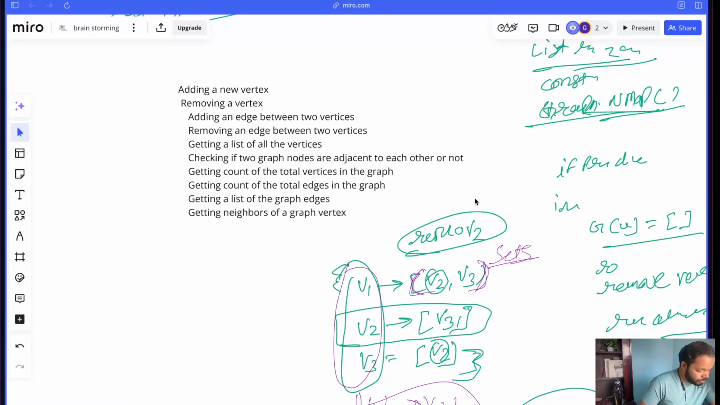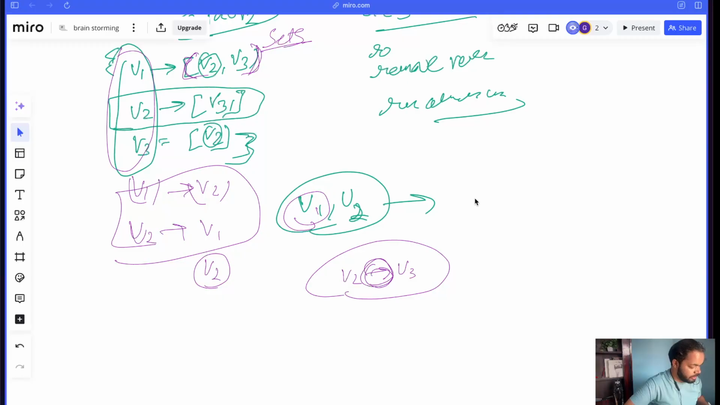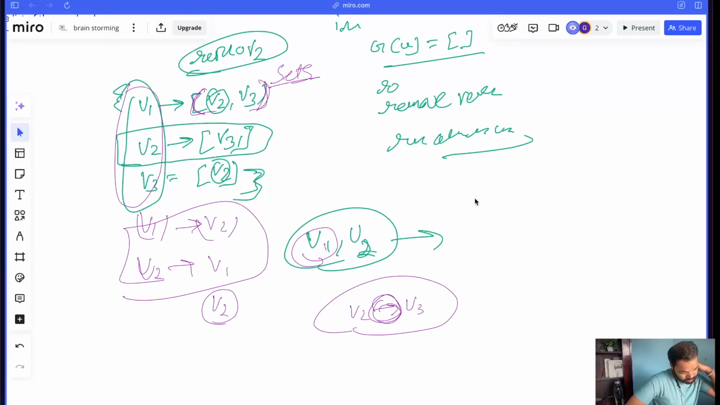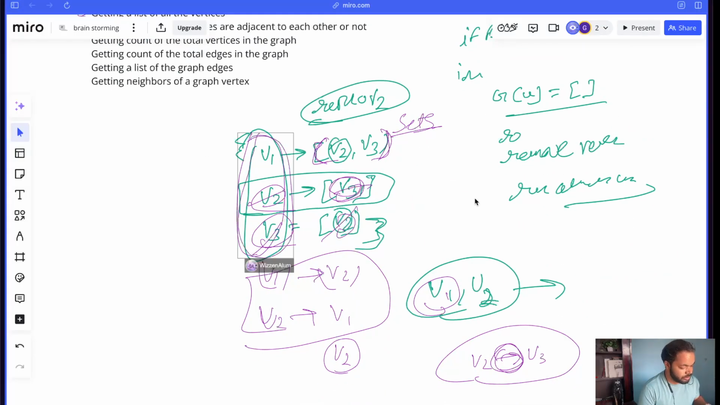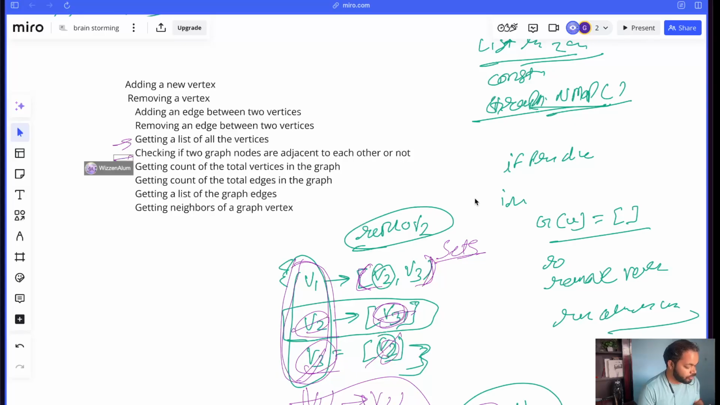Removing an edge between two vertices, getting a list of all vertices. Okay, cool. We are not worried about the direction right now, so we will just remove it. We will see where v2 to v3 is and remove it, and where v3 to v2 is and remove it. Both of them we just remove. If they don't exist, it's okay, no problem. Getting a list of all vertices is pretty simple. Just give them this.